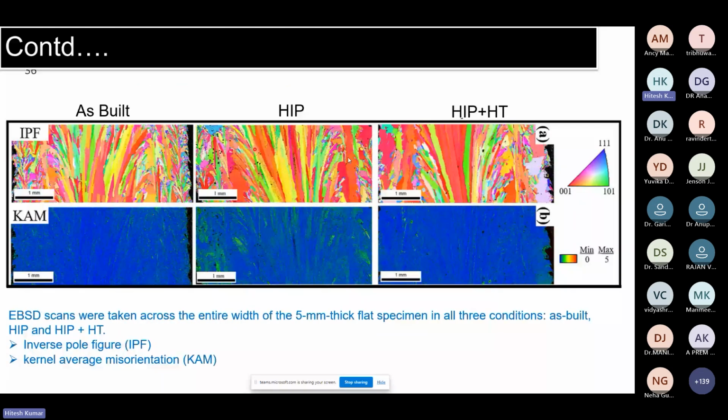These basically show how the microstructures look, as well as the misorientation present inside your material. What do you observe when we are giving hot isostatic pressing? You are going to get more misorientation, but after heat treatment it is reduced quite a lot, and you are getting a more homogenized structure.